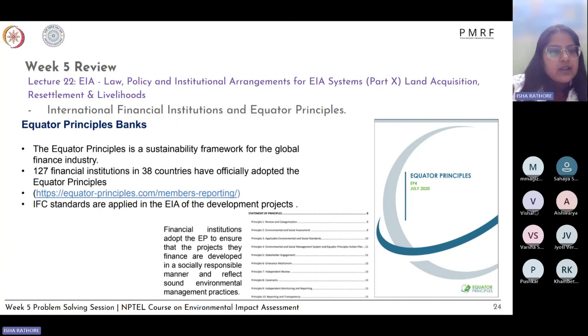Okay. So they provide a sustainability framework for the global finance industry. 127 financial institutes in 38 countries have officially adopted the Equator principles. You can read about them more. And the International Finance Corporation standards are applied in EIA for development projects. These principles are basically mentioned, so you can read about them as well.